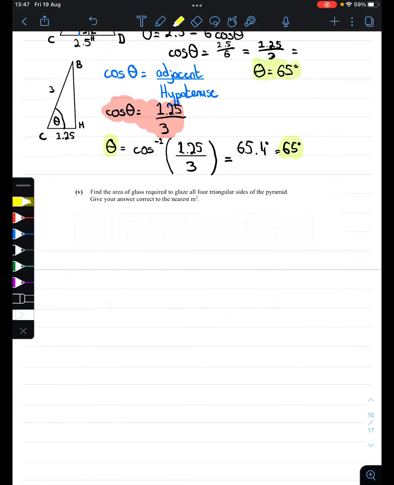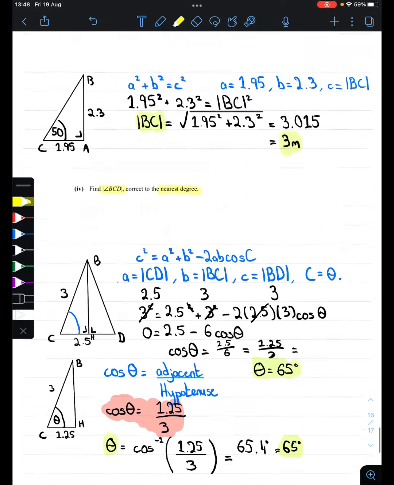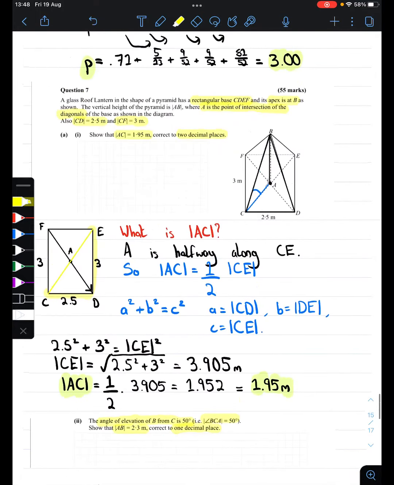Now on to part 5 of the question. Find the area of glass required to glaze all 4 triangular sides of the pyramid. So just the triangular sides. And give your answer correct to the nearest meter squared. Okay, so we've got to look at what exactly it is that we'll be doing here. So the triangular sides, so we'll have to do BCD.